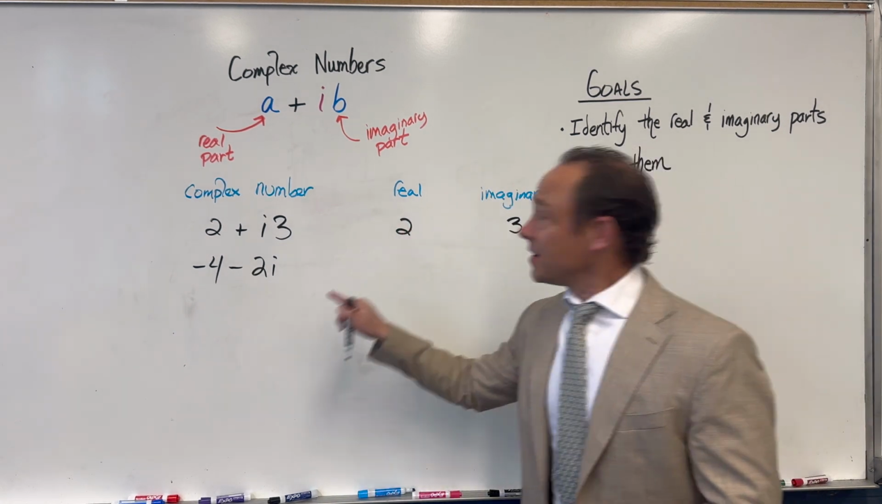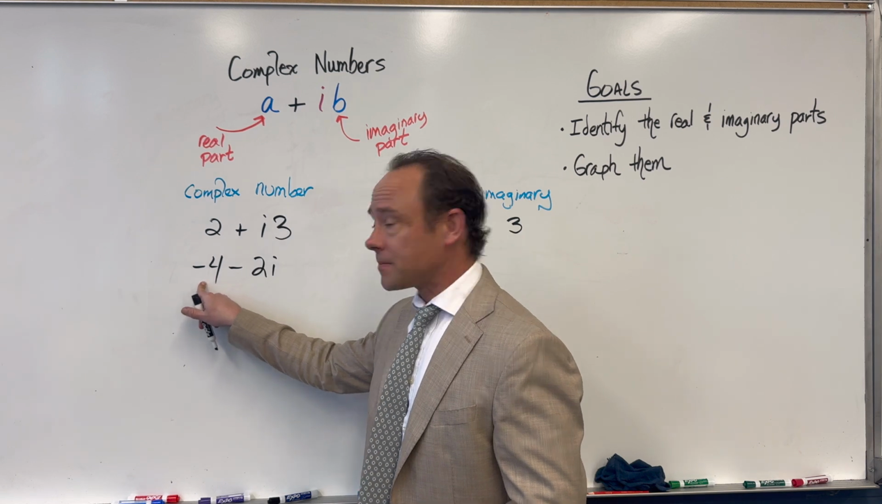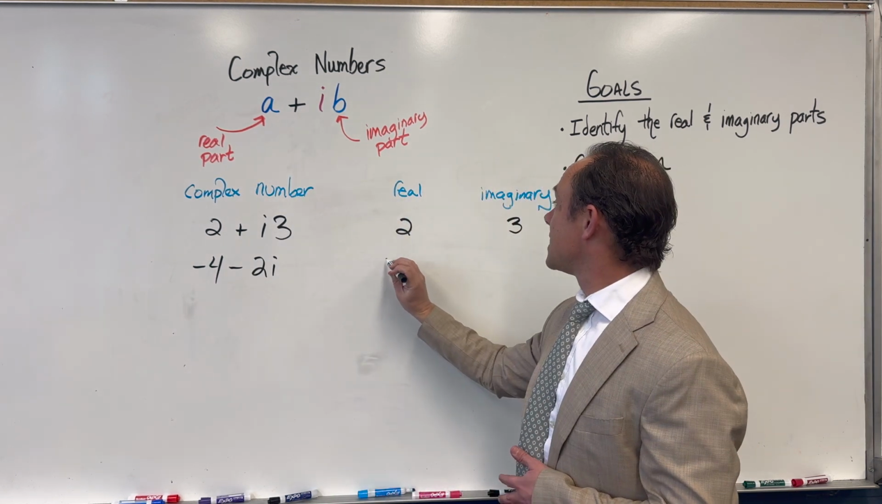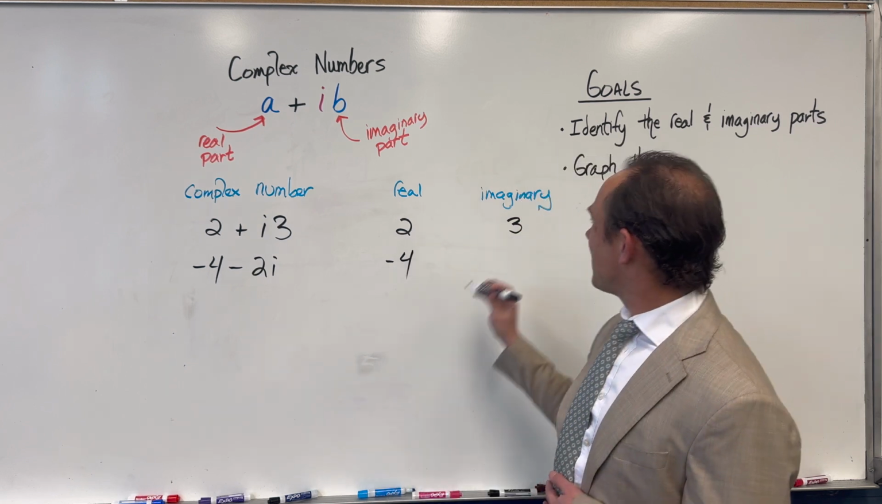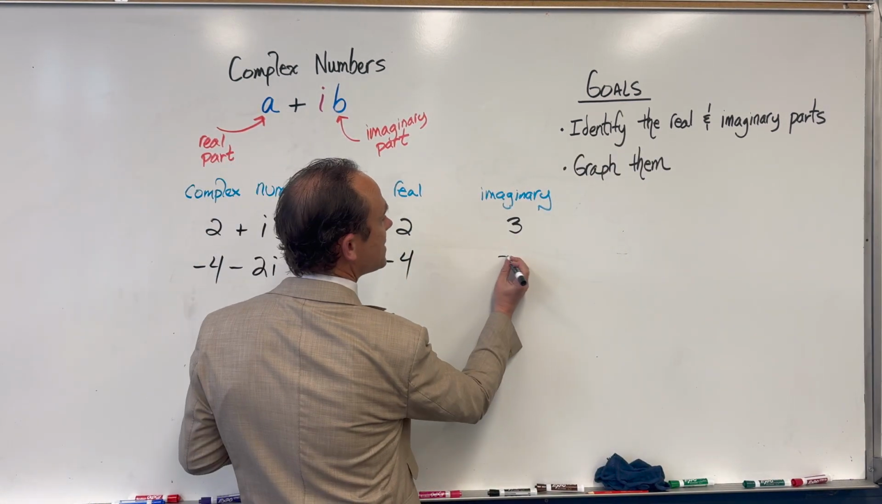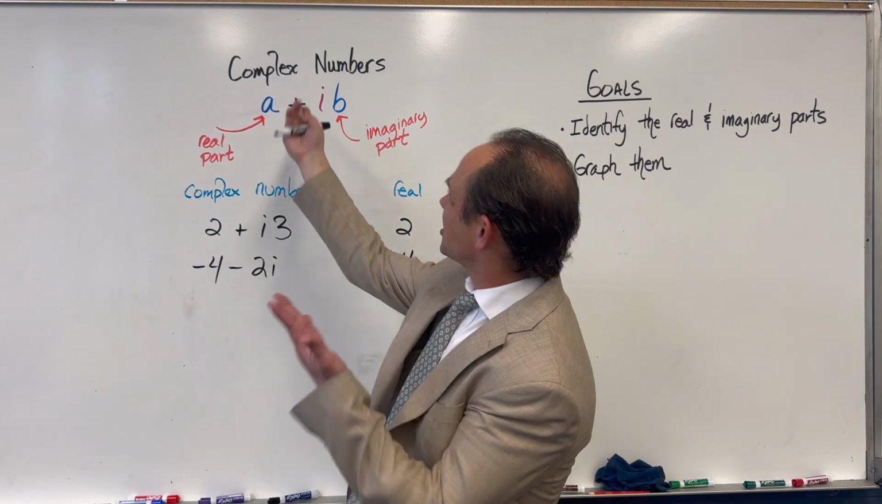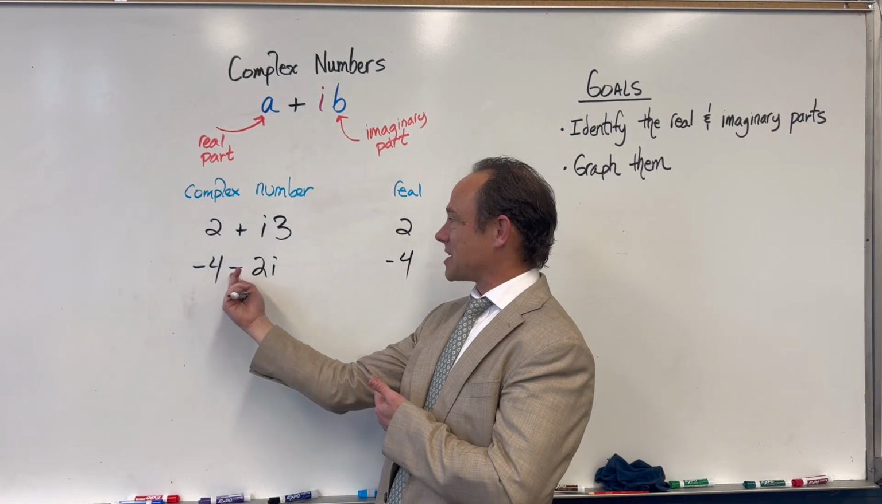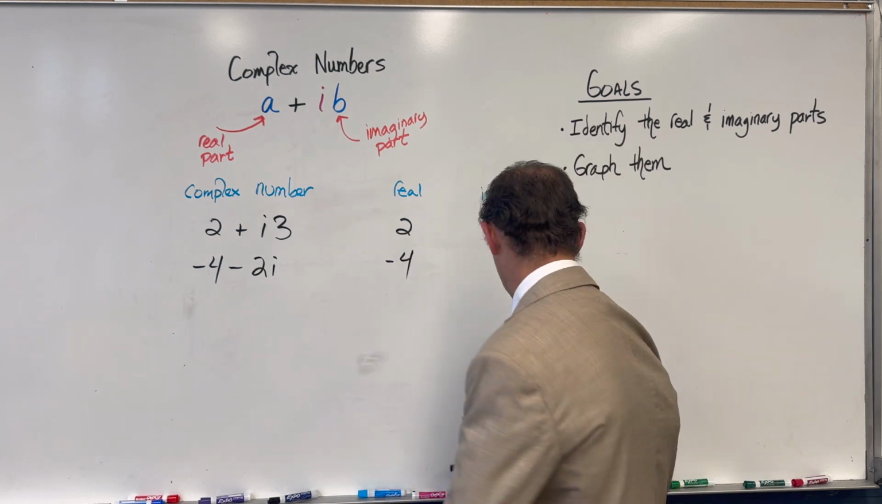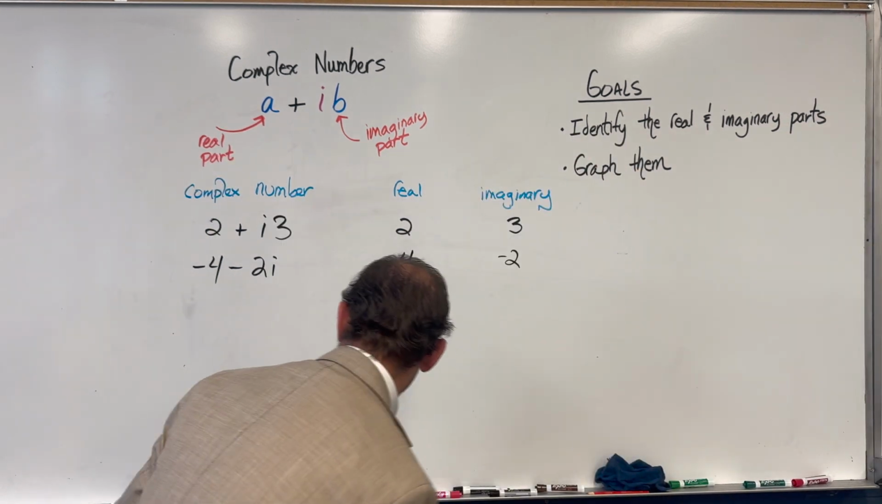So the real part is -4, okay, because it's the first number. It's not attached to the i. Let's go -4. And the imaginary part is -2, because the structure is a plus. And so if we're seeing a subtraction sign, then b must be negative. All right.